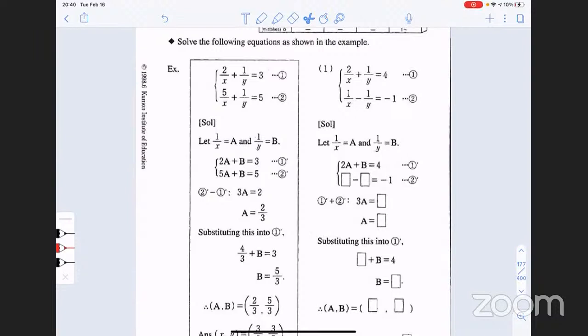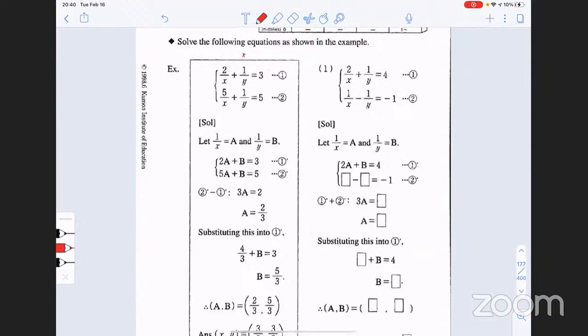So when we look at this example question, 2 over x plus 1 over y equal to 3, we understand that these are fractions, right? For us to do it traditionally, what we would do is multiply both sides by xy to get rid of the denominator, for both equations. So let's try if we are doing that.